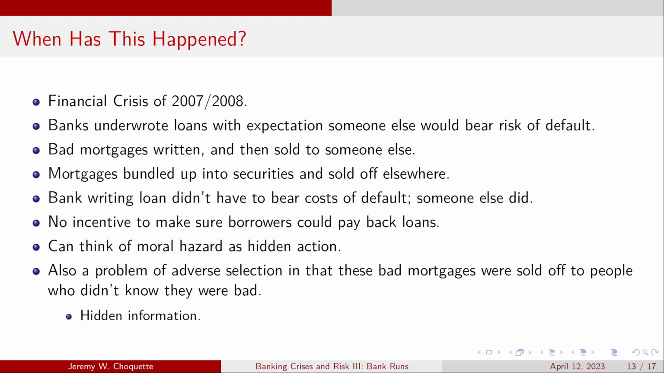When else has this happened? Well, it happened in the financial crisis, or the events leading up to the financial crisis of 2007, 2008. Banks underwrote loans with the expectation that someone else would bear that risk of default. Bad mortgages were written, and then they were sold off to someone else. Those mortgages were bundled up into securities and then sold off elsewhere. The bank writing the loan didn't have to bear the cost of default because somebody else did.